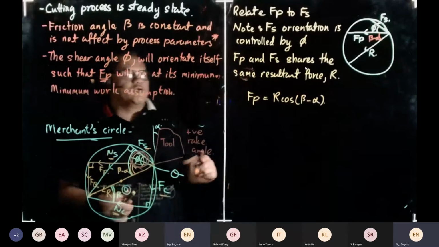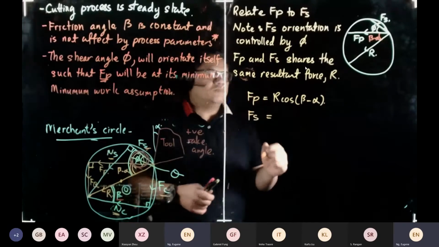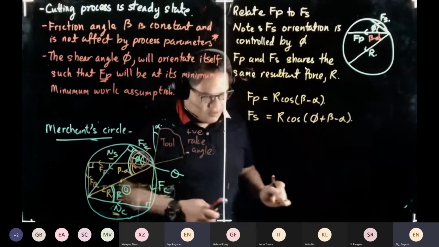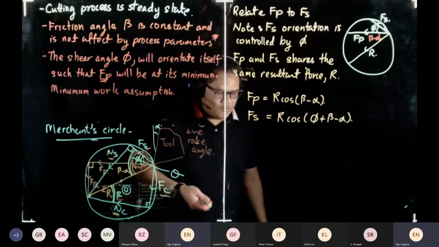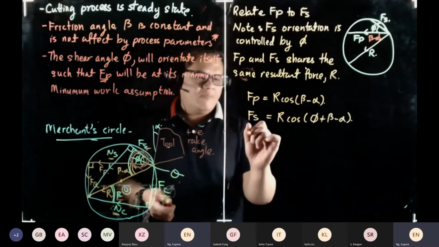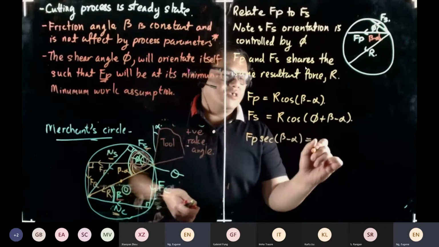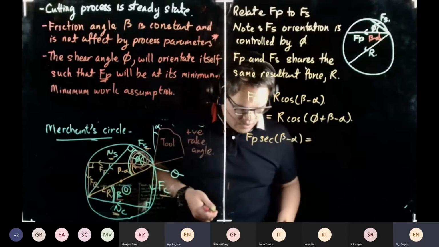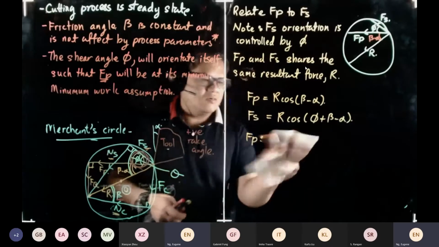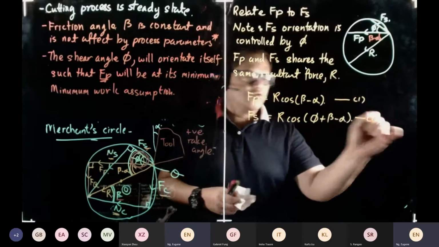And then the next thing we want to relate is Fs. We also know that Fs is equal to R cos phi plus beta minus alpha. We know this too. So from here, we can relate with our R. So you have Fp secant beta minus alpha is equal to... wait, no, sorry. I do apologize. I'm going to call this equation number 1 and equation number 2.